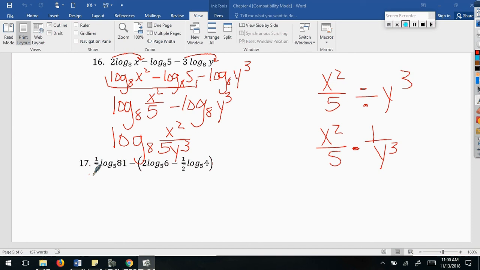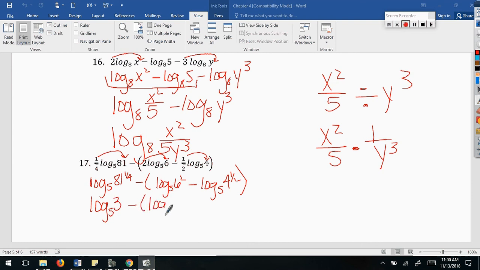All right, for the next one, I'm going to bring my exponents around. And of course, we're going to work inside these parentheses also. All right, log base 5 of 81 to the 1/4 minus log base 5 of 6 squared minus log base 5 of 4 to the 1/2. Okay, 81 to the 1/4 is 3.